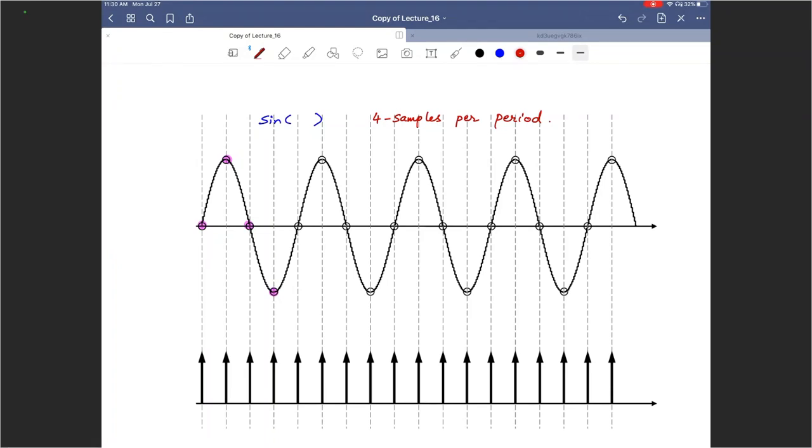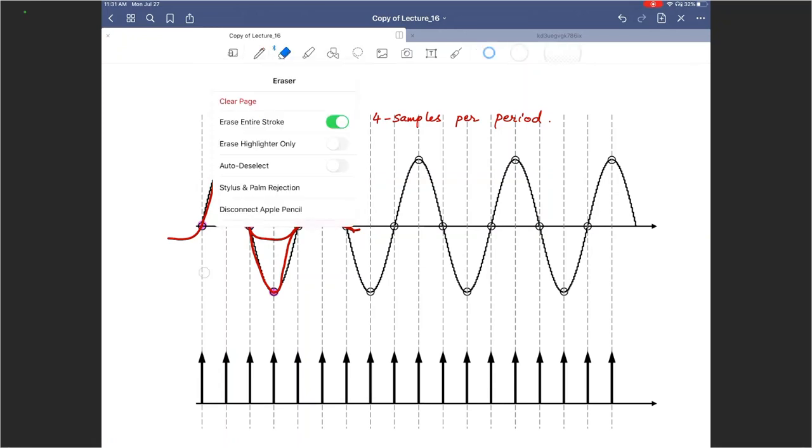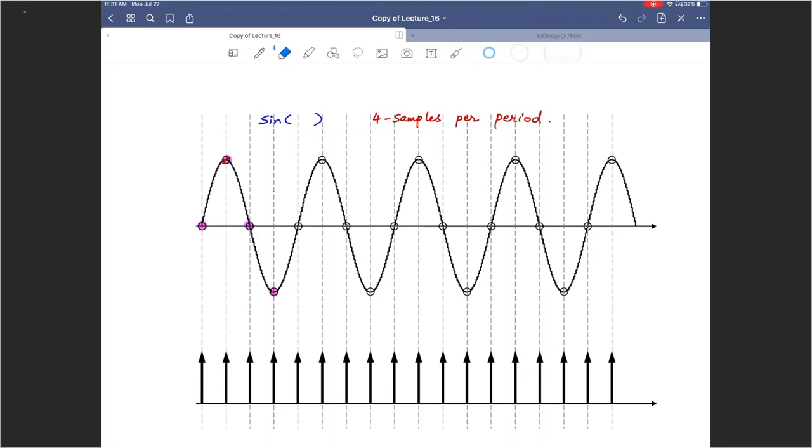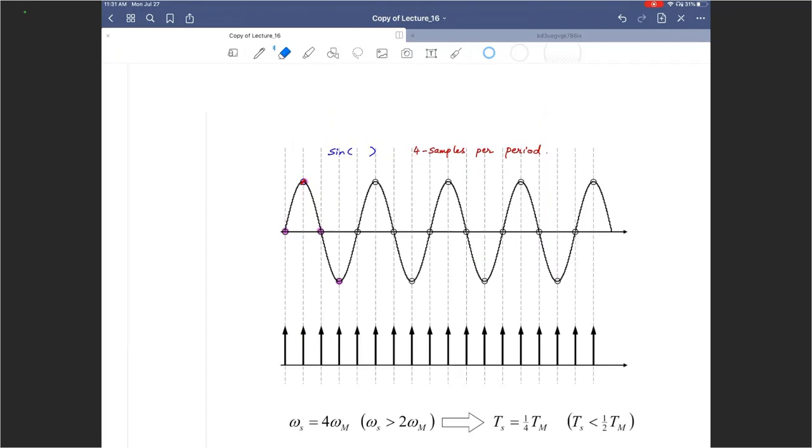And if you did linear interpolation, what would you get? You would get something like this. That would be linear interpolation. And with sinc interpolation, what would you get? You would get very close, right? With sinc interpolation, you would get something like that. So you would get very, very close to the signal itself with sinc interpolation. So we should be able to reconstruct it.